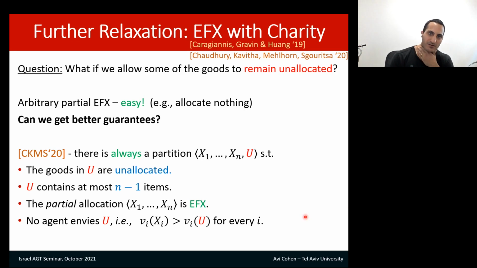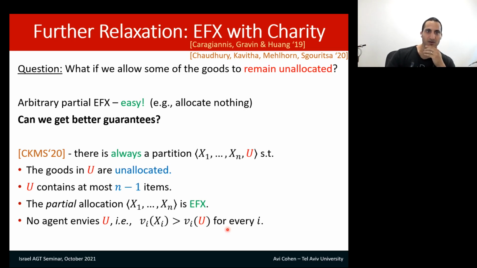Chaudhury, Kavitha, Mehlhorn, and Sgouritsa show in SODA 20 that we can always have an allocation where the set U of unallocated goods contains at most n-1 items. The goods that are allocated induce an EFX allocation, and no agent envies the set of unallocated goods. So the value of each agent for her own bundle is larger than the value of the set of all the unallocated goods.